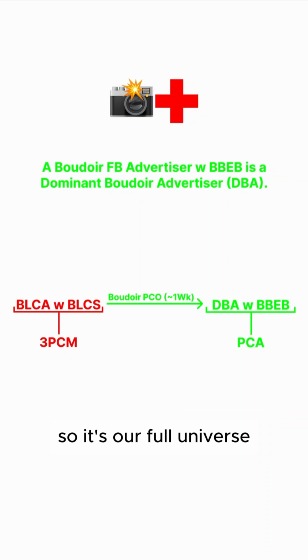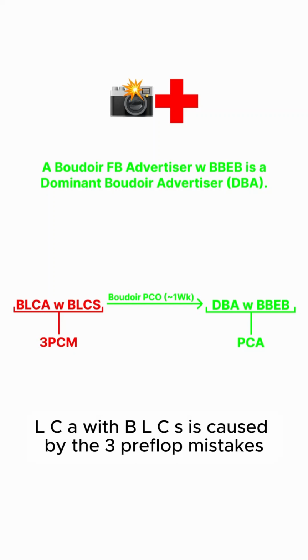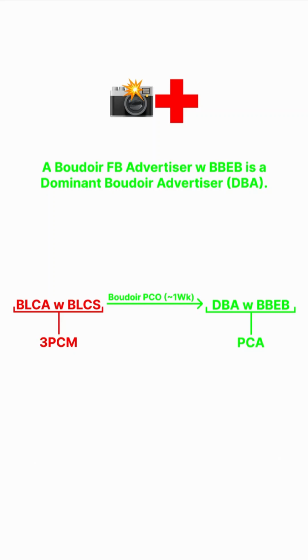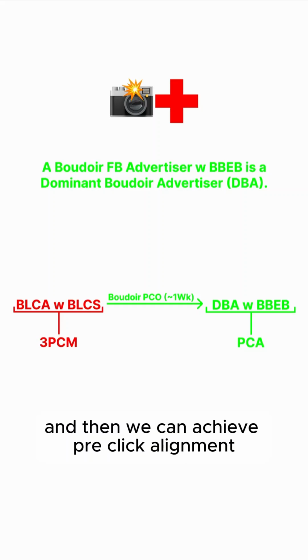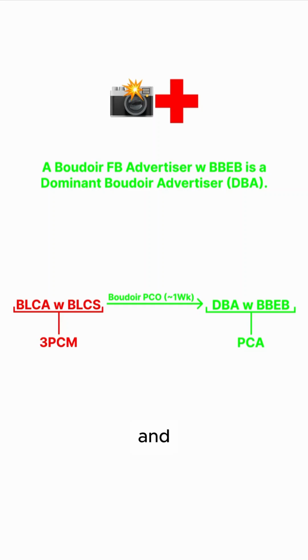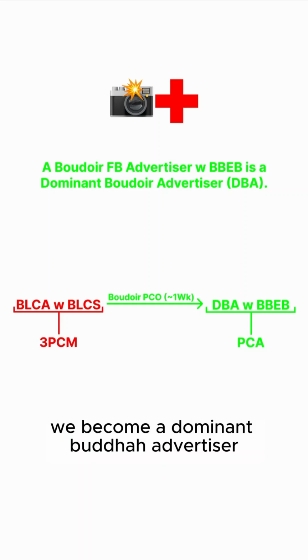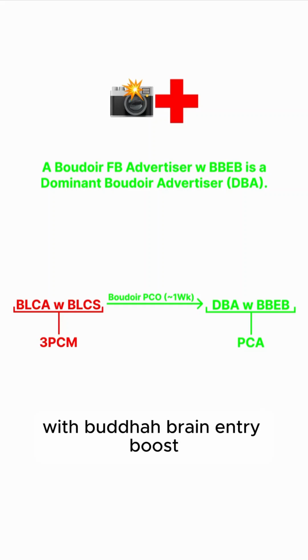So this is our full universe, a BLCS universe here. We got a BLCA with BLCS caused by the 3 pre-click mistakes. The solution is easy. Boudoir Pico takes about a week. And then we can achieve pre-click alignment, and we become a dominant Boudoir advertiser with Boudoir brain entry boost.